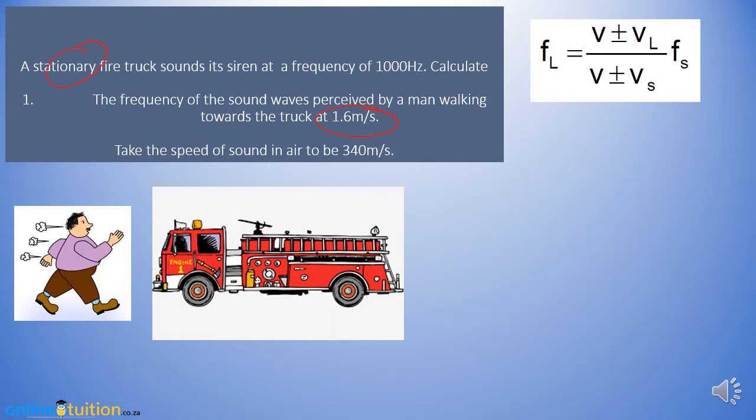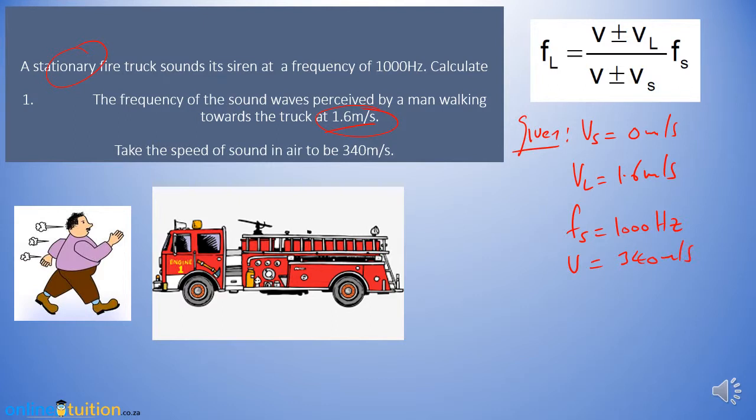So it's nice to always write down what's given in the question. We know that the source velocity, Vs, is 0 meters per second. Nothing's moving. We also know that the listener in this case is moving at 1.6 meters per second. We know the frequency of the source, Fs, is 1000 hertz. We also know the speed of sound, which we're going to take as 340 meters per second. So what we're really looking for is the frequency of the listener, which is that over there.